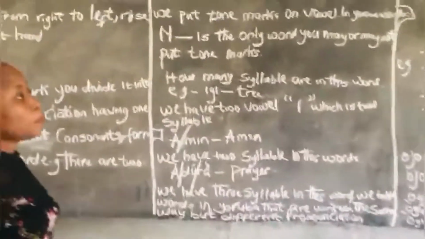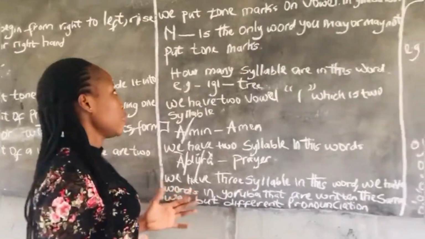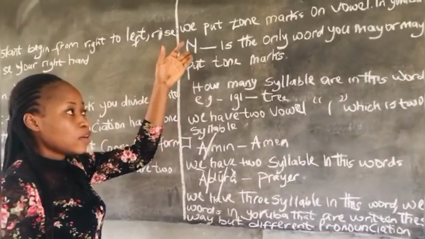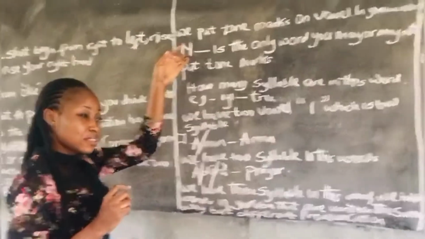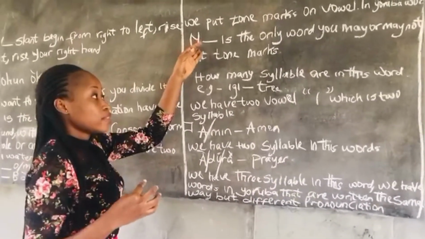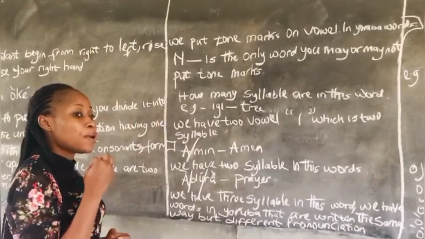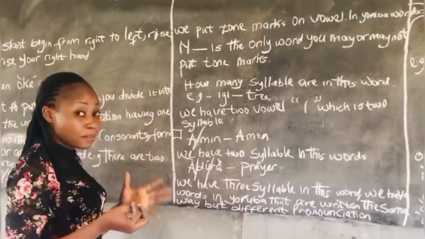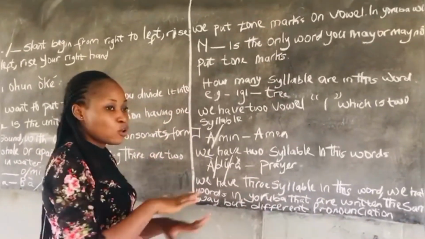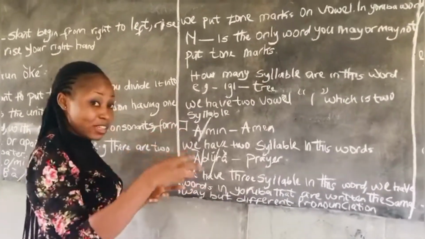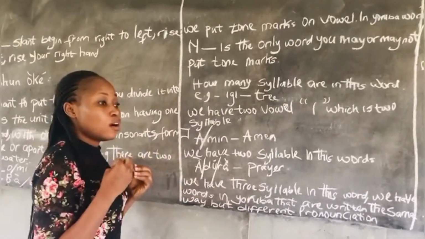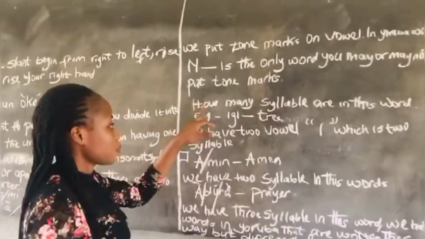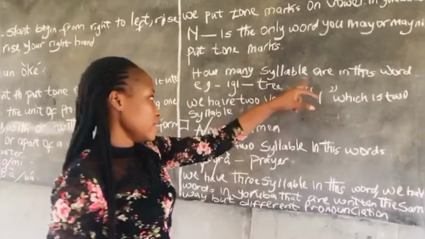So we put some mark on the vowel. I told us already, it's a consonant syllable that you may put the tone mark on, or you may not. So that's the only consonant as a syllable that you put this tone mark on, or you may not put it. So how many syllables are in this word?